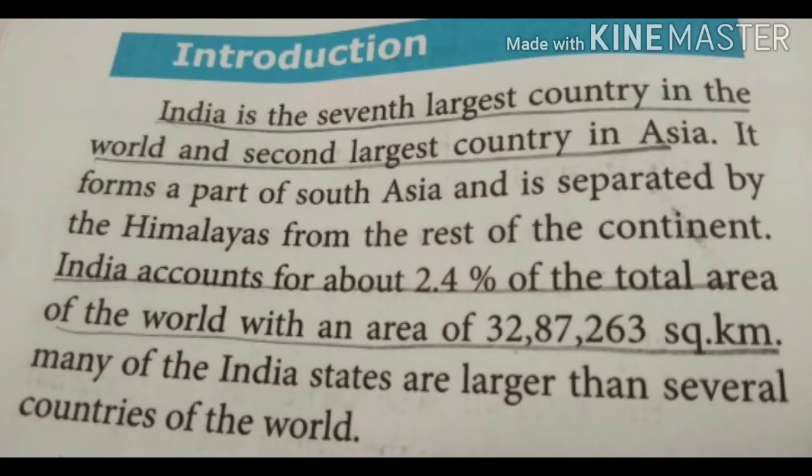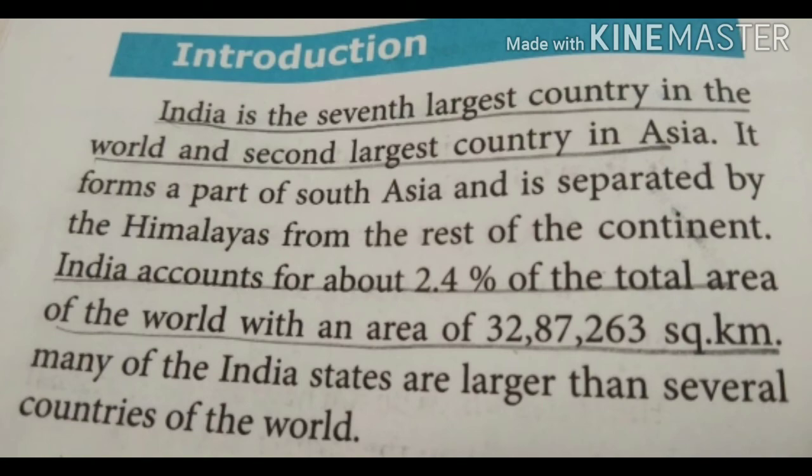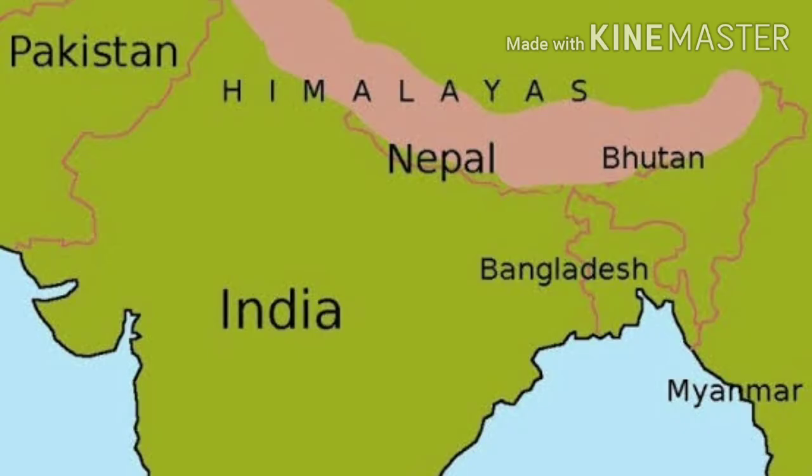India is the 7th largest country in the world and the 2nd largest country in Asia. It forms a part of South Asia and is separated by the Himalayas from the rest of the continent. India's total area is 32,87,263 square kilometers.